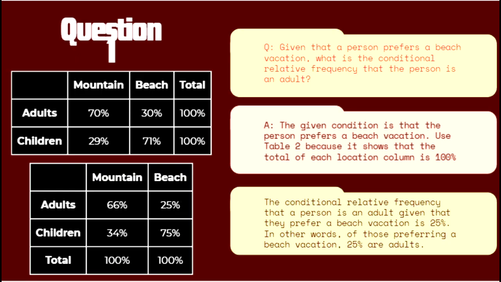The given condition is that the person prefers a beach vacation. Use table 2 because it shows that the total of each location column is 100%. The conditional relative frequency that a person is an adult, given that they prefer a beach vacation, is 25%. In other words, of those preferring a beach vacation, 25% are adults.